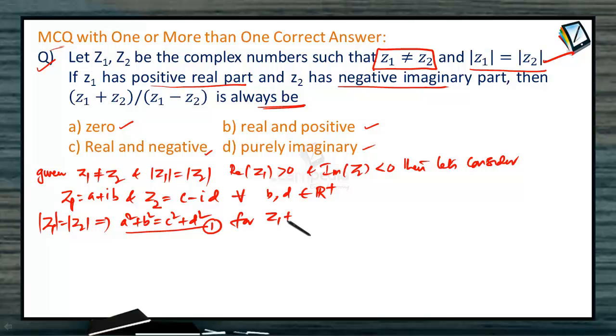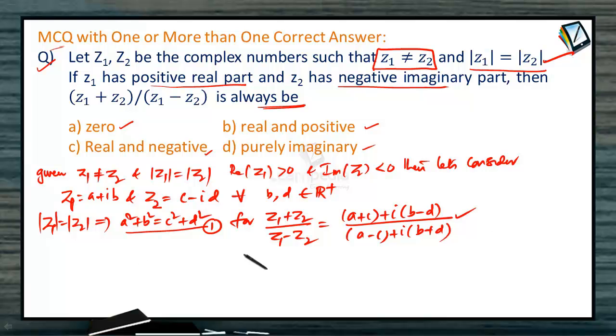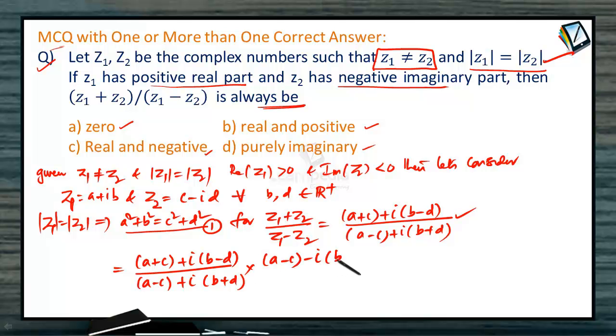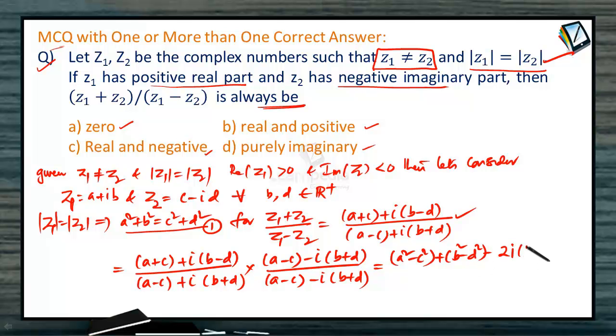And for (Z1 plus Z2) by (Z1 minus Z2), if you consider this expression, then we get (A plus C plus i times (B minus D)) by (A minus C plus i times (B plus D)). If I rationalize this by multiplying and dividing by its conjugate, A minus C minus i times (B plus D), then the resultant is A squared minus C squared plus B squared minus D squared, minus 2i times (BC plus AD) on simplification, divided by (A minus C) whole squared plus (B plus D) whole squared.